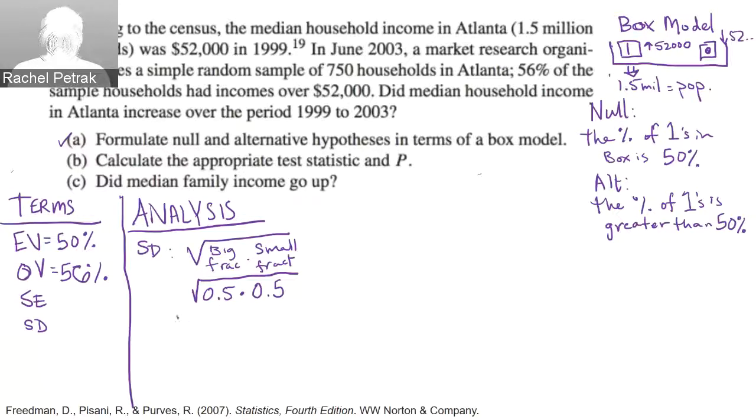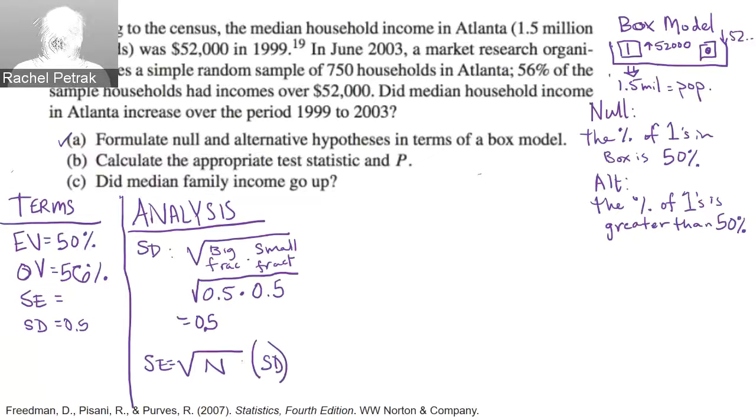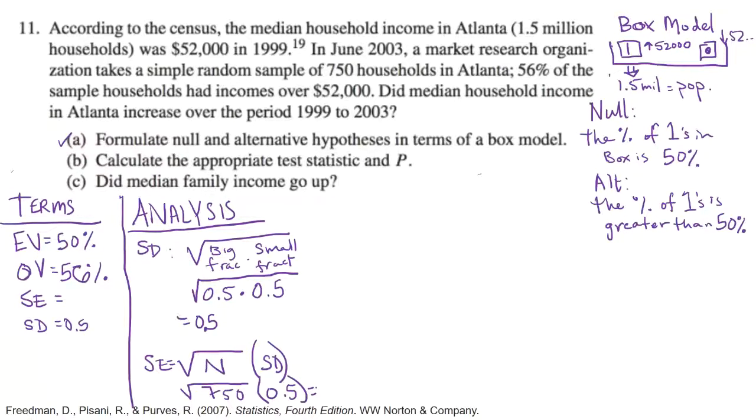And we get a standard deviation of 0.5. And we can get our standard error by taking the square root of n times our standard deviation, which is appropriate here because these are frequency counts. Important piece here when you're doing the computations like this to remember to use the right standard error. Square root of 750 times our standard deviation of 0.5 lands us with a standard error of about 13.7.